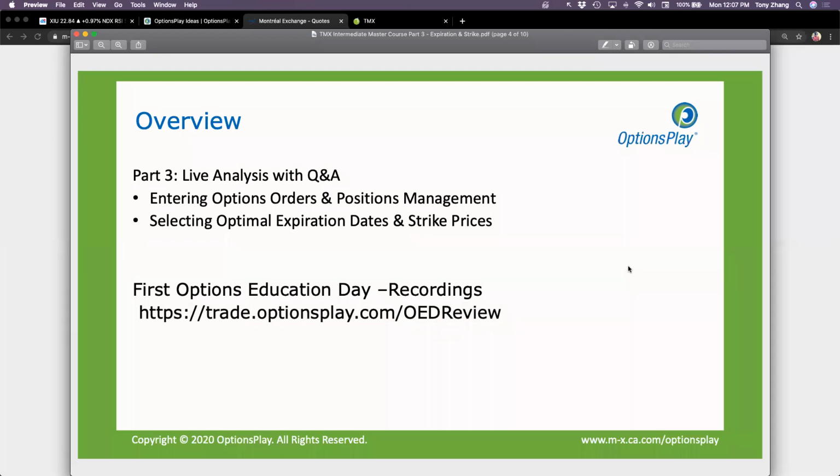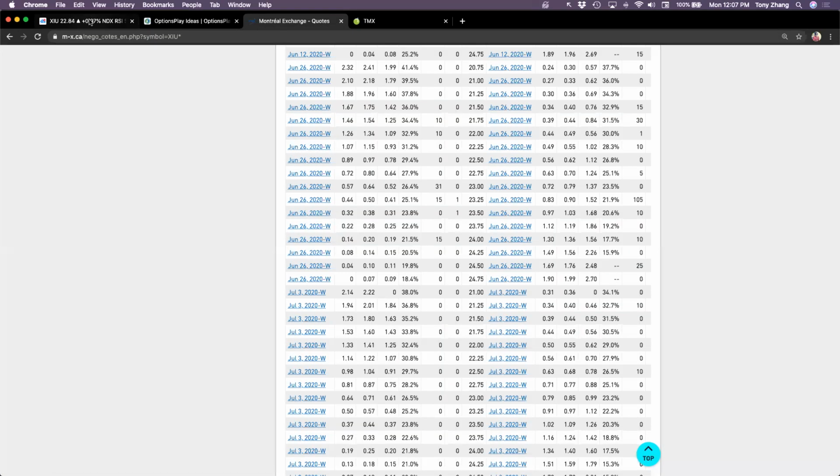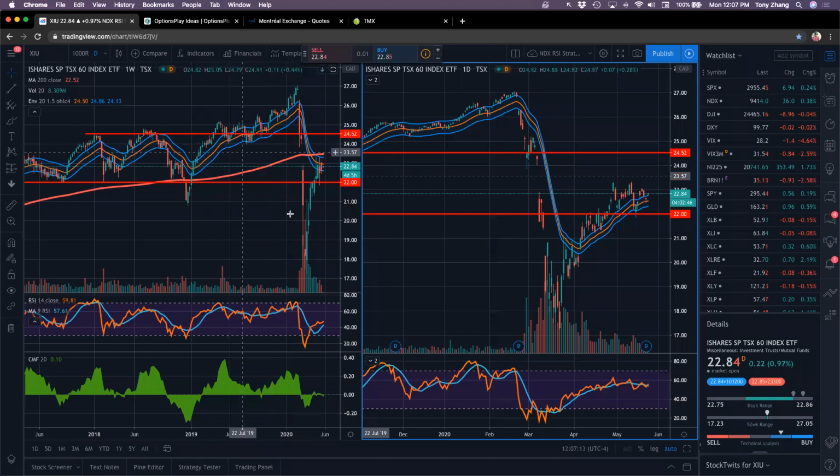So with that, let's go ahead and start off by talking a little bit about the live market analysis right now, as far as how we currently see the markets. What I'll do is start off by looking at the XIU chart, and I'll give you a sense. On the left-hand side here, I have the weekly chart of XIU. On the right-hand side, I have the daily chart.